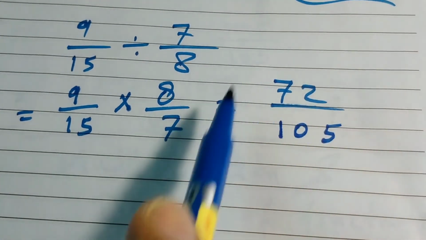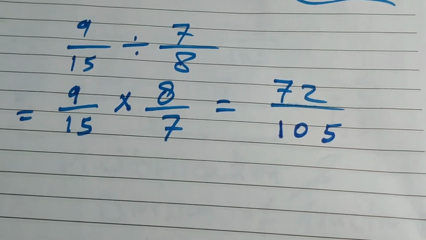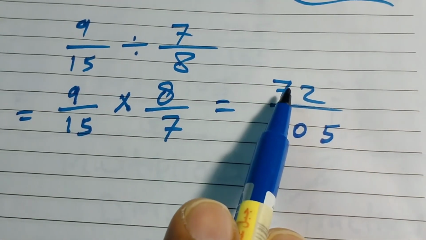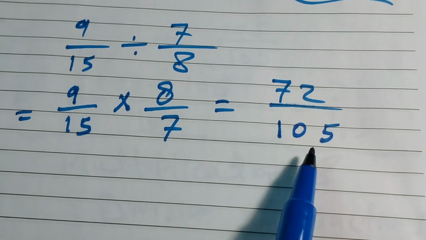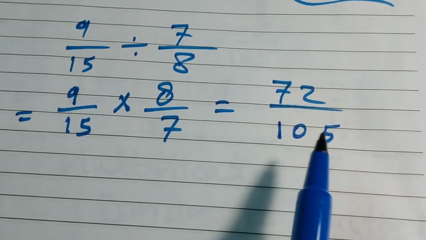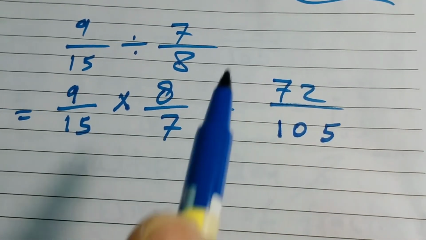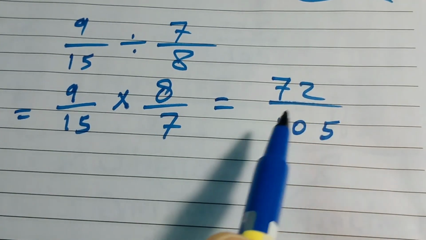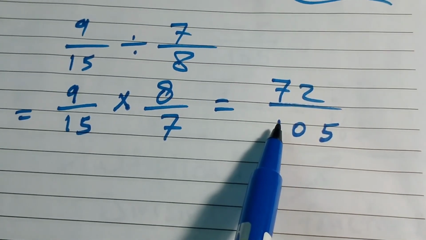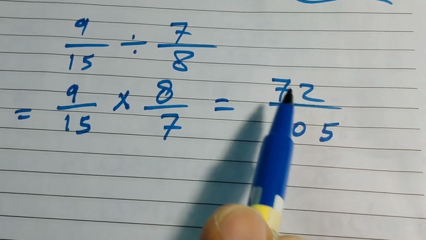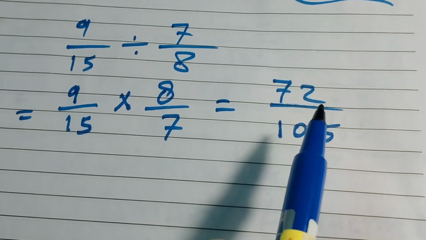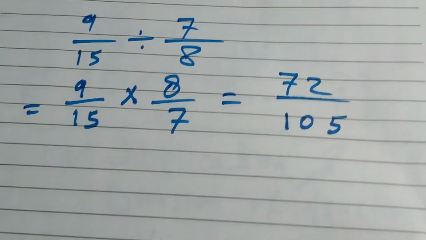Let's check. Can we simplify 72 and 105? We cannot divide by 2 because 72 is divisible by 2, but 105 is not divisible by 2. Check on 3. 7 plus 2 equal 9. 9 is divisible by 3. 5 plus 1 equal 6. 6 is divisible by 3. So both numbers, numerator and denominator, are divisible by 3. So we can simplify. Let's simplify.